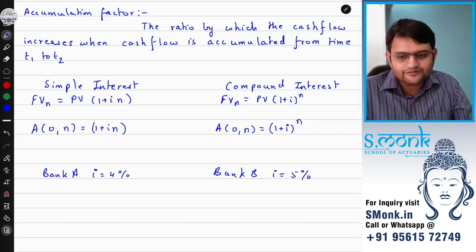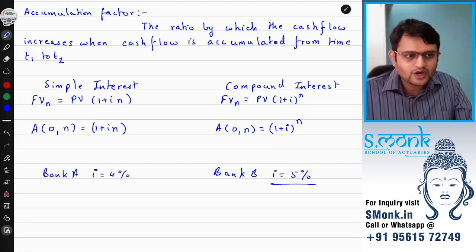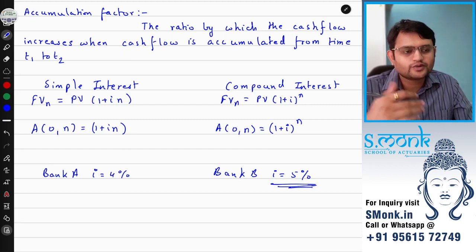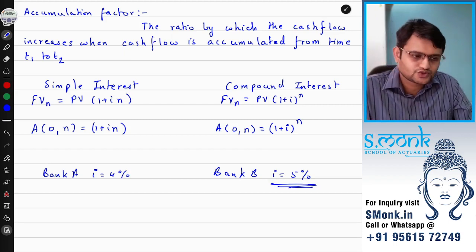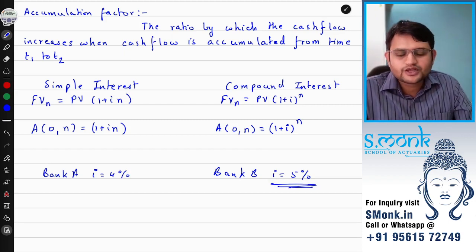You would definitely choose bank B, right? Because they are giving you higher rate of interest. We are talking about investment, not loans. Okay. So you're investing in the bank. So you'll definitely choose bank B.